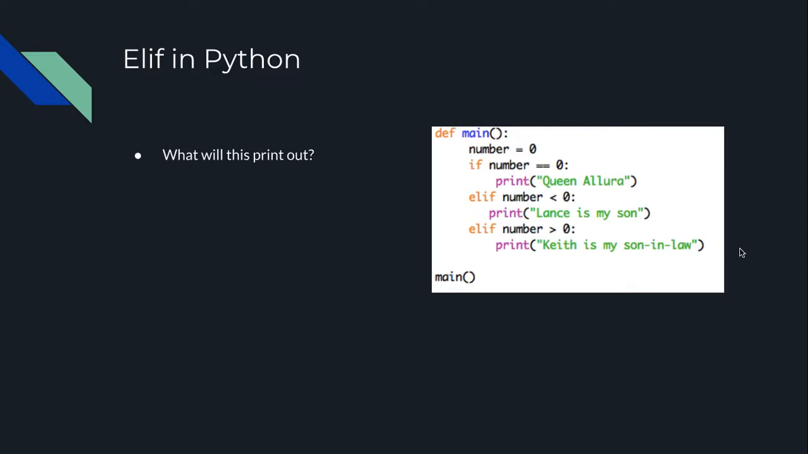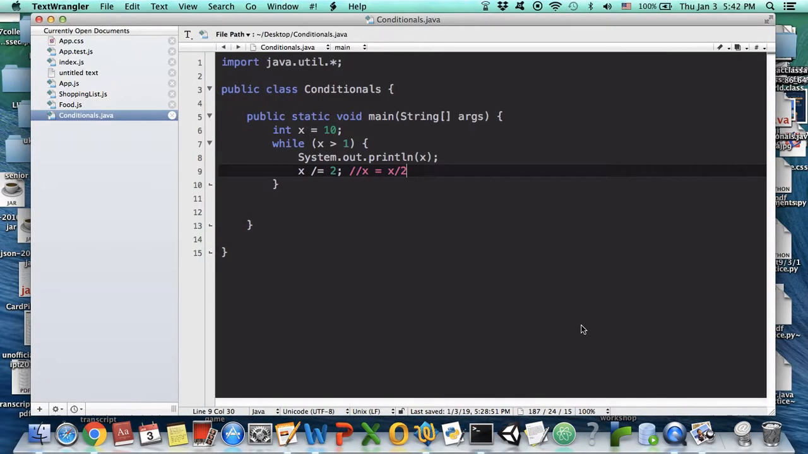What elifs are really good at is that you can define multiple different conditions to look at and execute multiple different code. In this case, because number is set equal to 0, I am going to be going into this first if statement and print Queen Elora, and Python will just ignore these other two blocks of if statements, essentially. So now let's look at this code actually in Java.